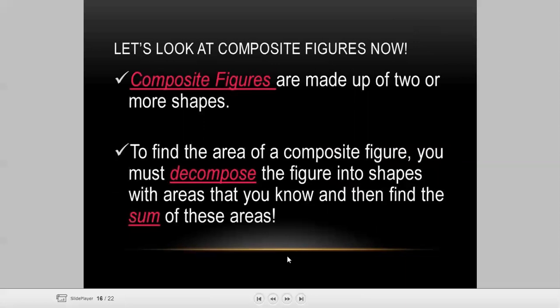Let's look at composite figures now. The composite figures are made up of two or more shapes. To find the area of the composite figure, you must decompose the figure into shapes with area that you know, and then find the sum of these areas. So just decompose the figures or cut it into some shapes that you know already.